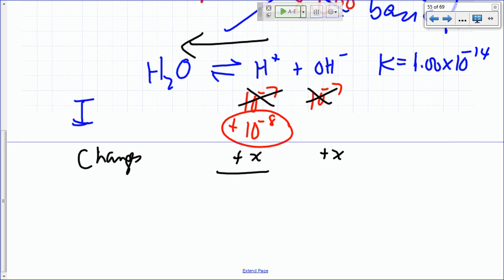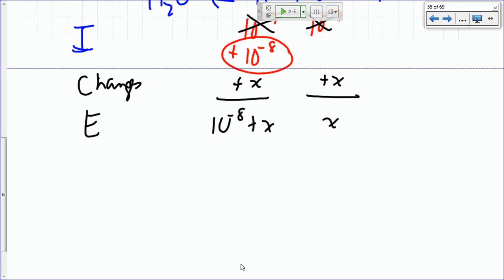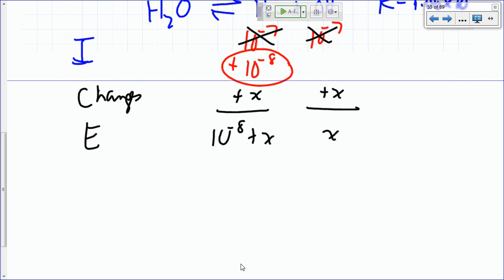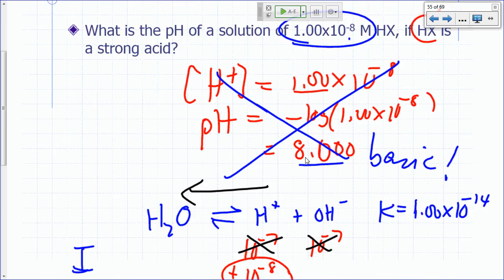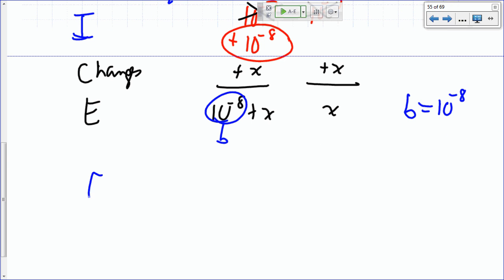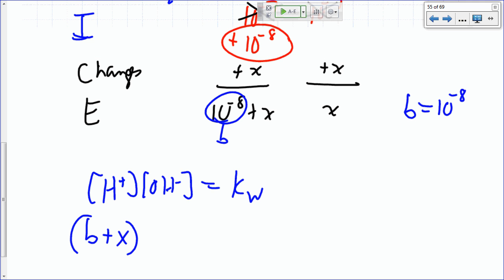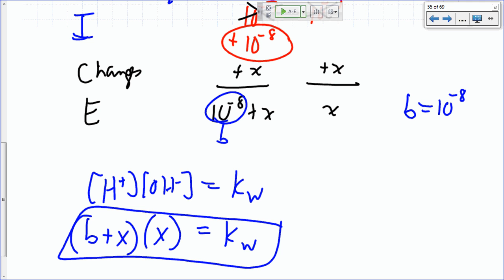Okay, so at equilibrium, what you have would be H plus would be 10 to the negative 8 plus x, and your hydroxide would be x. Okay? And you know it's not going to be 10 to the negative 7 because Le Chatelier's principle says it's not going to go as much, it's going to shift to the left. So we now have an expression for H plus and hydroxide at equilibrium. Let me just call this 10 to the negative 8 letter B to make things easier to work out later. So that's the concentration of the strong acid. So we can say then that H plus times hydroxide is equal to Kw, right? So we say then B plus x, okay, times x must be equal to Kw. Can I solve for x?